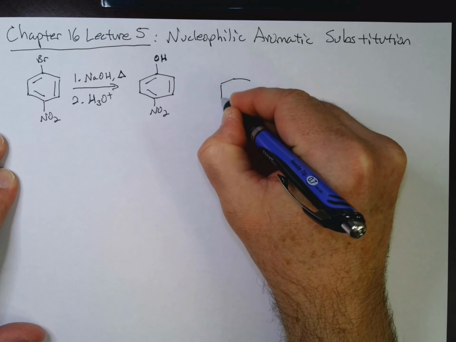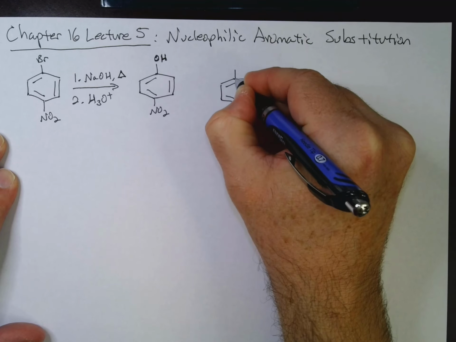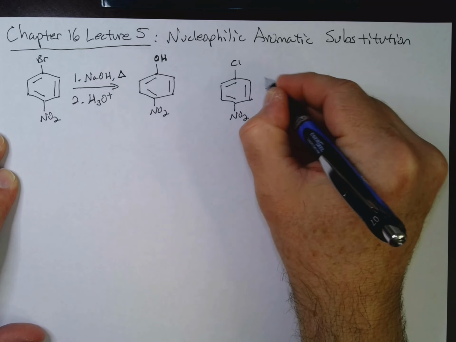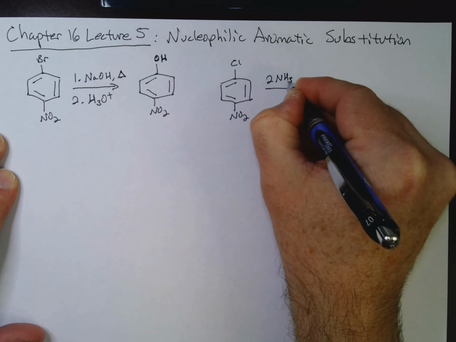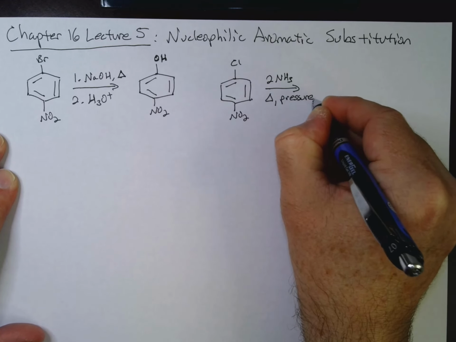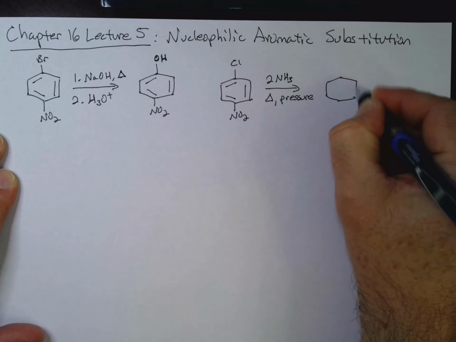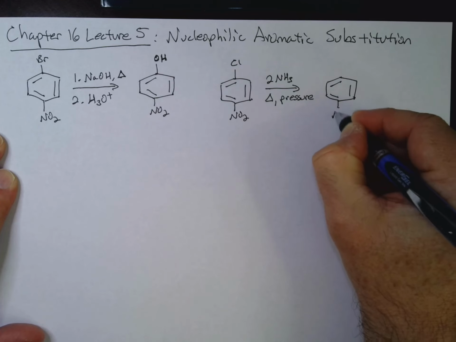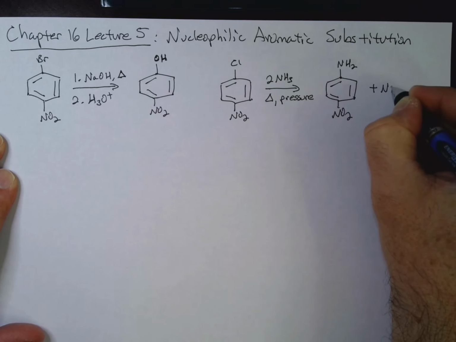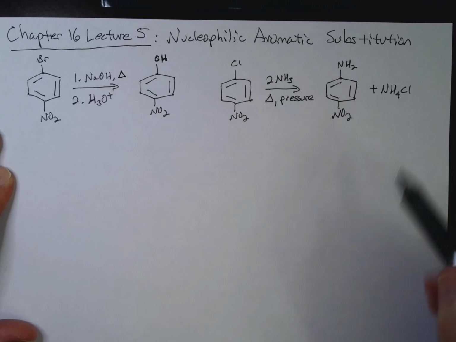Another type of reaction we could do, and let's go ahead and put a chlorine there, why not? We'll use two equivalents of ammonia, and again heat and pressure, like 100 atmospheres or something, maybe even more than that. And we will get the following nitroaniline.